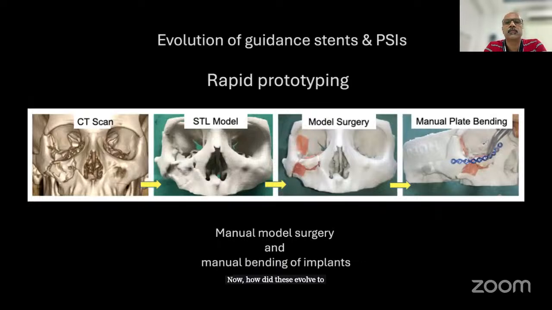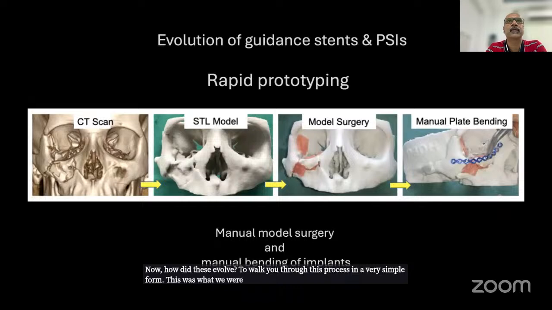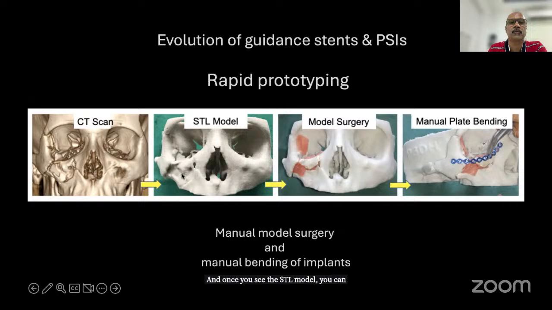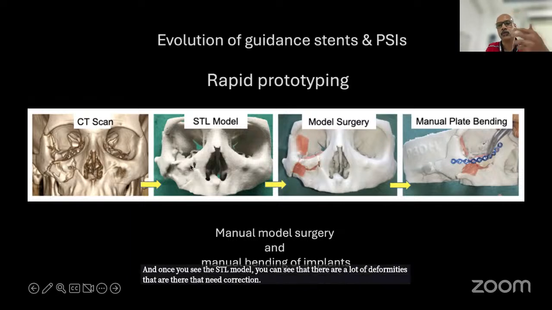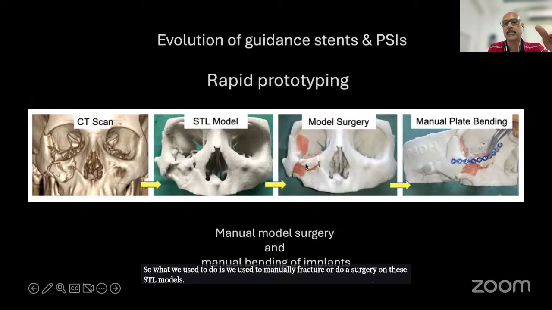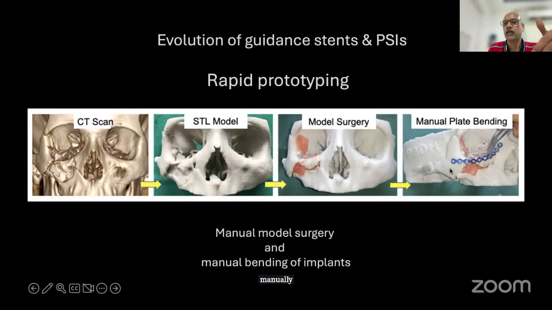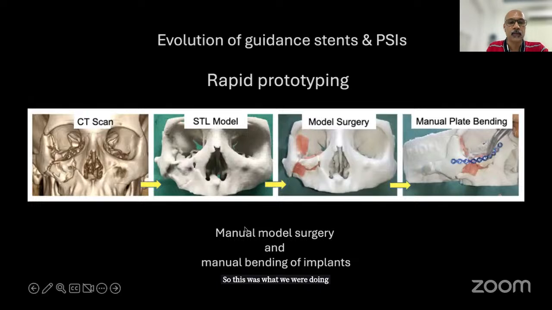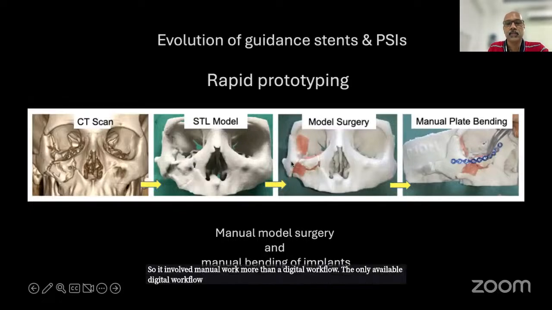To walk you through this process in a very simple form, this was what we were doing about 10 to 15 years back. The earliest planning systems involved the use of CT scans, developing an STL model. Once you see the STL model, you can see that there are a lot of deformities that need correction. So what we used to do is manually fracture or do a surgery on these STL models, reset them in a position that was comfortable for us manually, and then physically bend plates and try to contour them in the best form fit. So it involved manual work more than a digital workflow. The only available digital workflow was in generating the stereolithographic model.